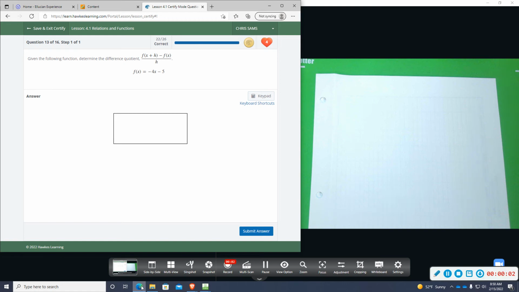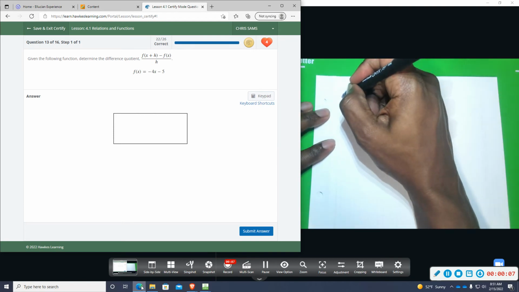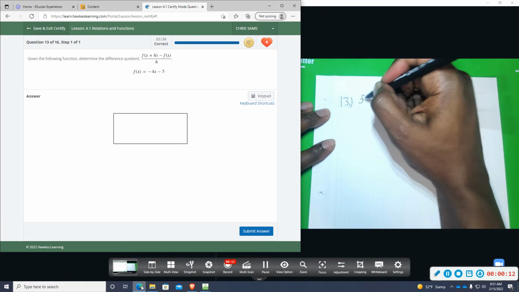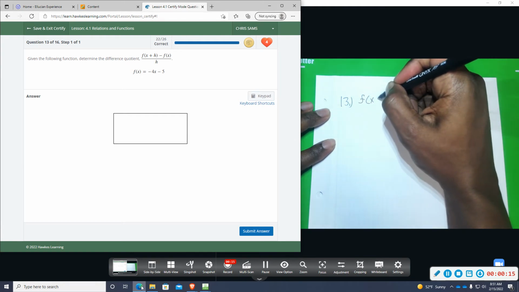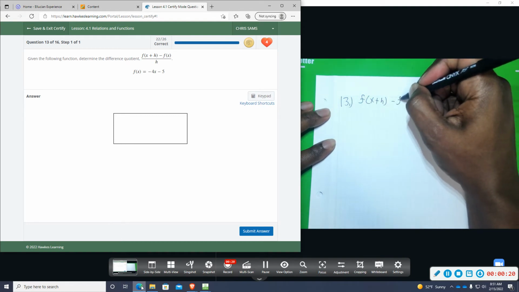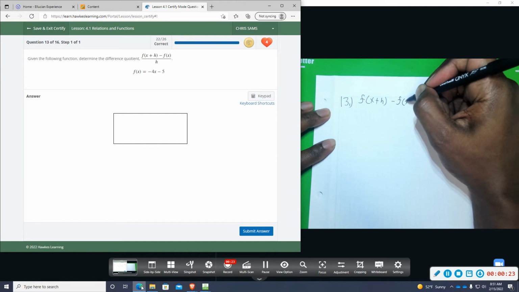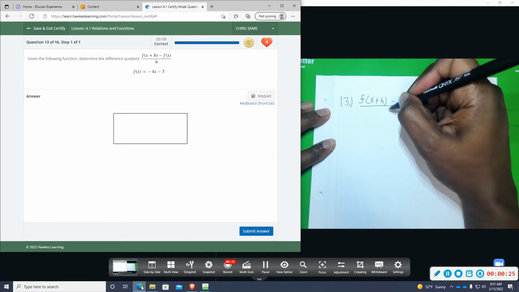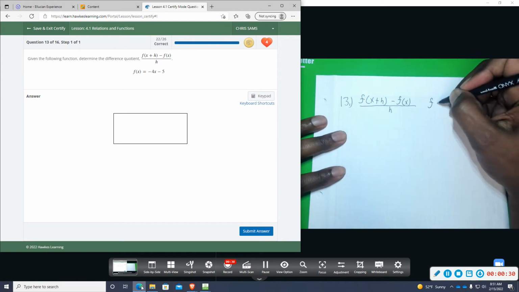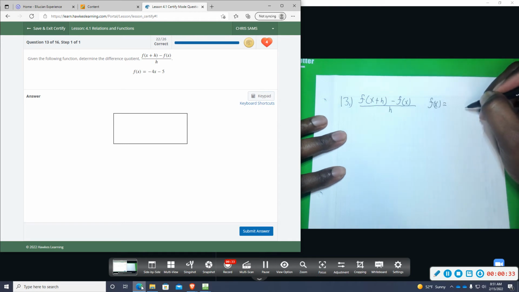Number 13, we want to determine the difference quotient. And so here's the formula for a difference quotient: f of x plus h minus f of x, all divided by h. And then we're given f of x is equal to negative 4x minus 5.